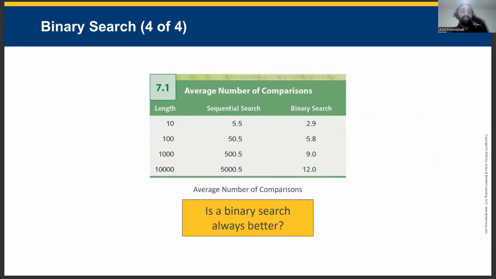Here, this slide asks the question of whether binary search is always better, with the included chart that shows the average number of comparisons required by sequential versus binary searches. While binary search is dramatically faster for large data sets because it reduces the search space by half with each step, its advantages only apply when the data is already sorted.